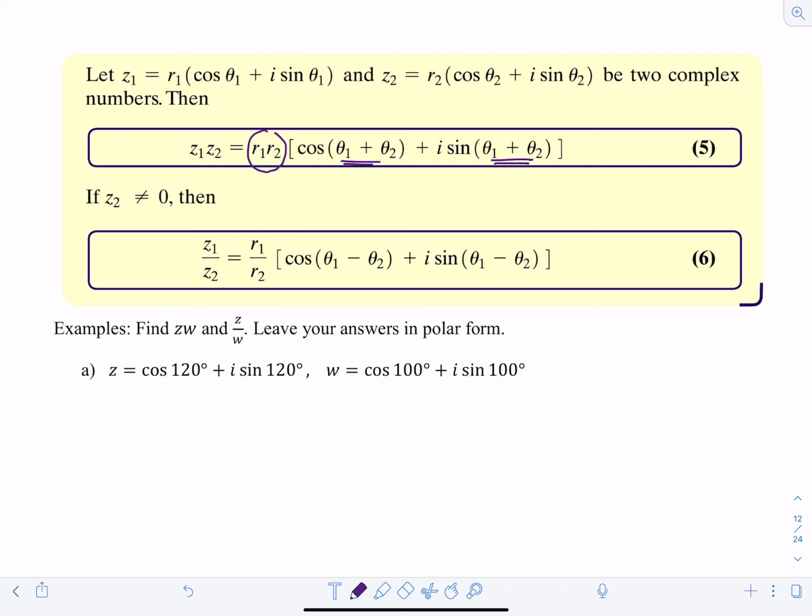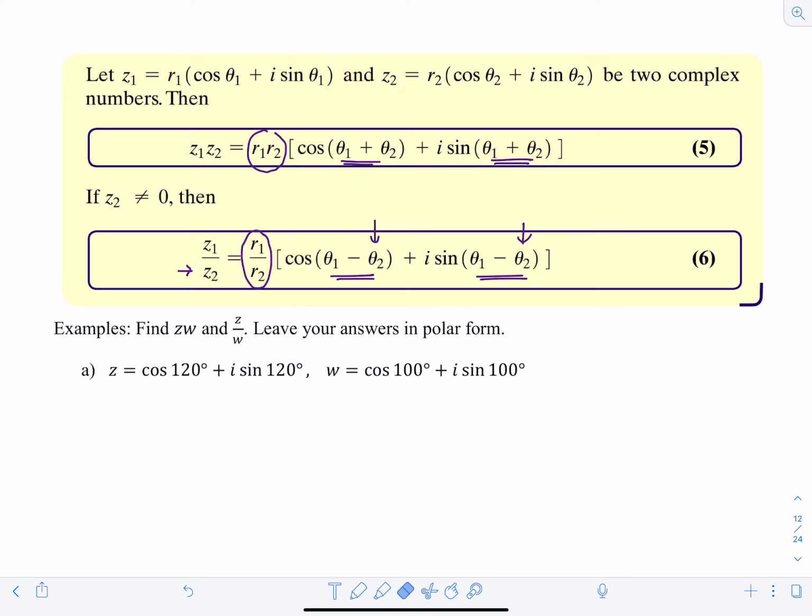Okay, you don't multiply the angles, you add them up. And then if Z2 is different from 0, then I can divide the complex numbers, and same thing, you just divide R1 by R2, and then you subtract their angles, theta 1 minus theta 2. So the complex number that's in the denominator, that's the one that gets subtracted. Just like negative exponents, right? Go in the denominator. Think of it that way.